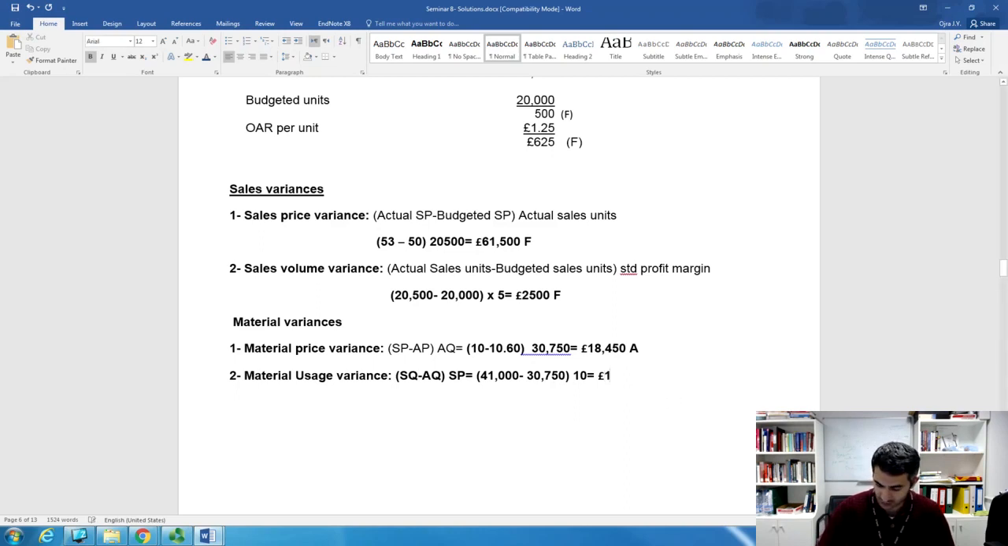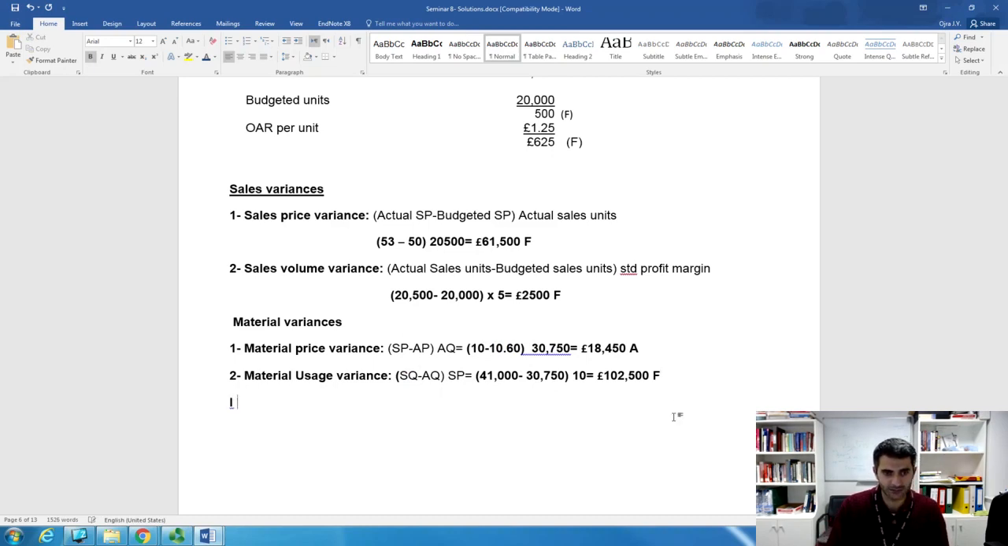So that's 102,500, and of course it is favorable. Why is it favorable? Because as you see right here, we used less material than the budgeted one, so that's why 102,500 is favorable here. Okay, that's great. Right, material done. Now we need to move to labor.